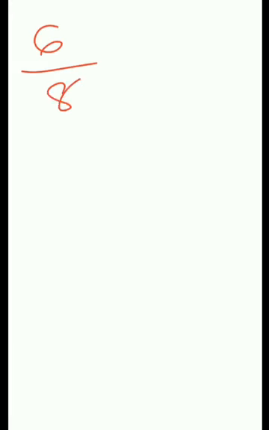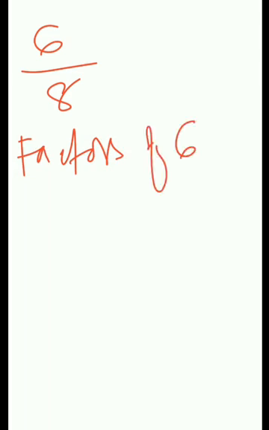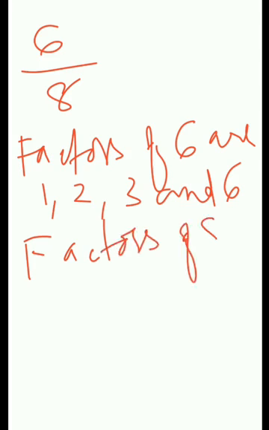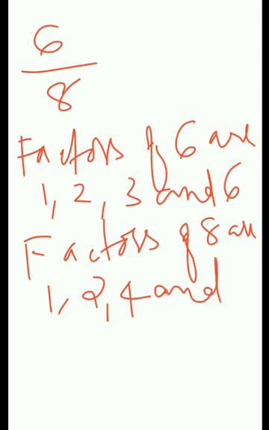Here, consider the fraction 6 by 8, and we need to reduce this fraction to its simplest form. What are the factors of 6? The factors of 6 are 1, 2, 3 and 6. Now, what are the factors of 8? Factors of 8 are 1, 2, 4 and 8.